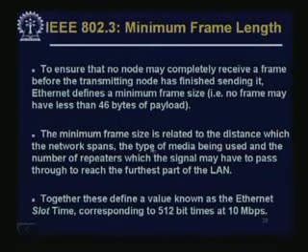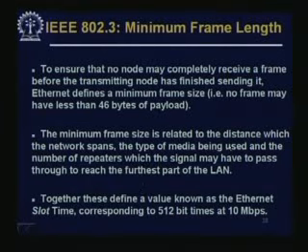So the minimum frame size is related to the distance which the network spans, the type of media being used, because of how much time it takes for the signal to travel, and the number of repeaters which the signal may have to pass through to reach the farthest point of the LAN. Why is that so? Well, a repeater, if you remember, is something which enhances a signal. As a signal travels down a transmission line, it tends to get weaker and weaker because of attenuation. So at some point, the signal may have to be amplified. A repeater does just that. It takes the incoming signal and amplifies it, maybe with some wave shaping.